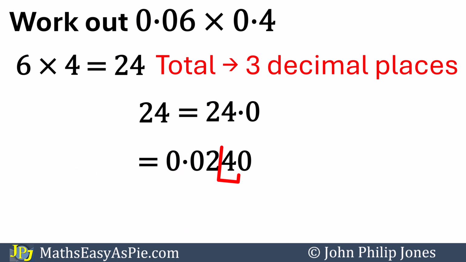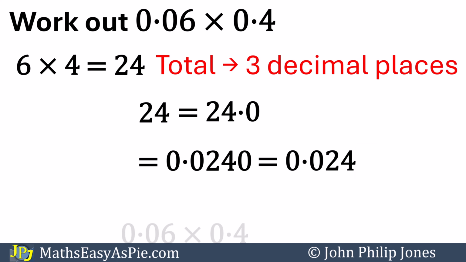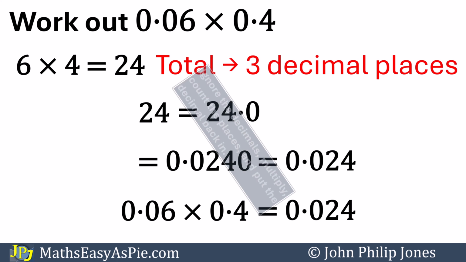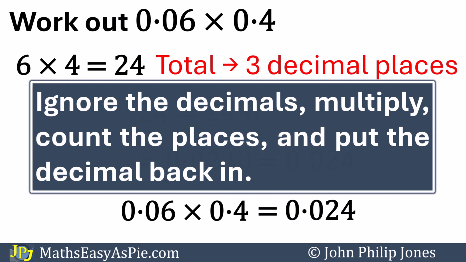Now this 0 has no value, so I can go on to write out the number as you see here. And the 0 that was here does not appear here. So we can go on to say that 0.06 times 0.4 is indeed 0.024. So the approach I've shown in this video is as follows. Ignore the decimals, multiply, count the places, and put the decimal back in.